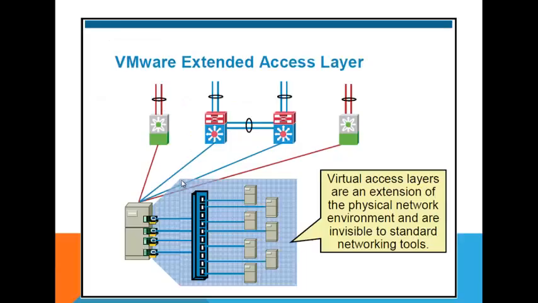What VMware provides is an extended access layer. Through VMware, we have an extended access layer. What it means, we already know. We have a physical box, and we have many virtual boxes. Usually the access layer is only up to this physical level. Now we have extended it down to the VM level.